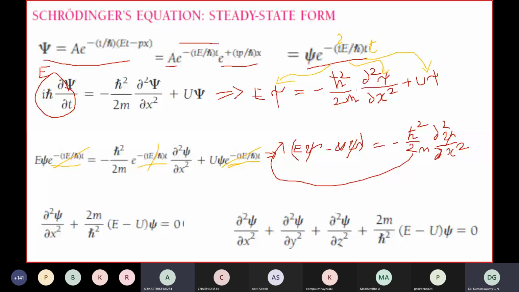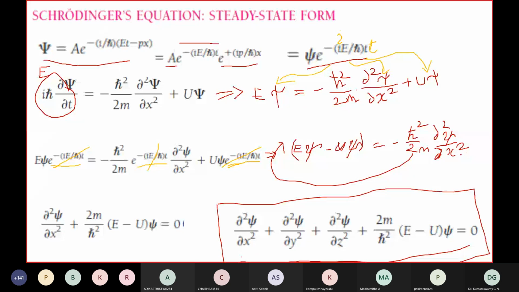Sir, you have divided this one. Which one? This last right side one. Not divided. This one you are talking about? Yes, sir. This one is in 3 dimensions. Here we have taken only x, with respect to x. That is 1 dimension, right?